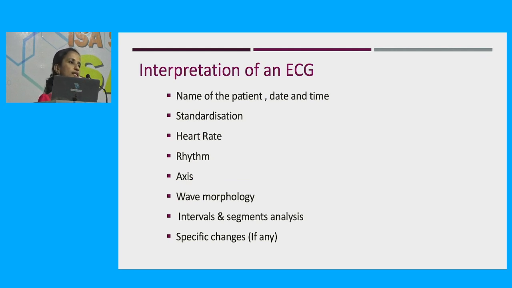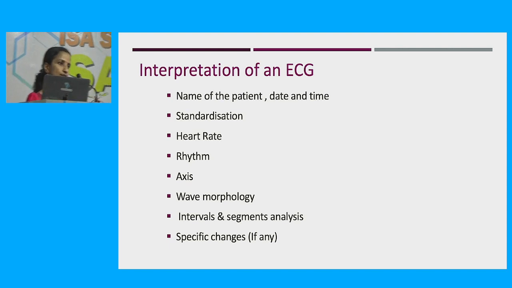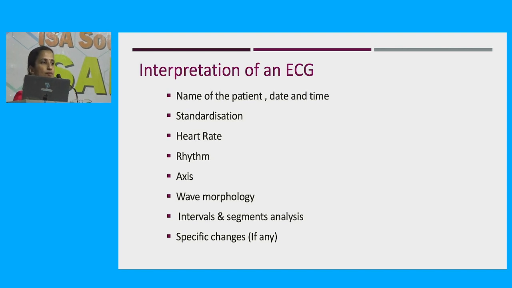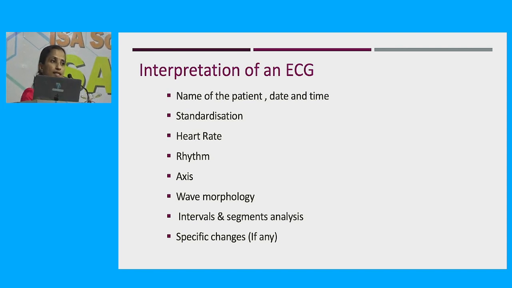Always, the ECG shows the name and the date and time of the recording. Look at the standardization to see if it is correct, otherwise the interpretation of the wave morphology will be difficult. Then look at the rhythm and calculate the rate, see the axis if you know, and look at the morphology of each wave, whether P waves are present throughout and each P is followed by QRS or not. And look at the segments and intervals, whether they are normal or widened, and if there are any specific changes like ST segment elevation or depression. So always go in a sequential manner so that you won't miss anything.